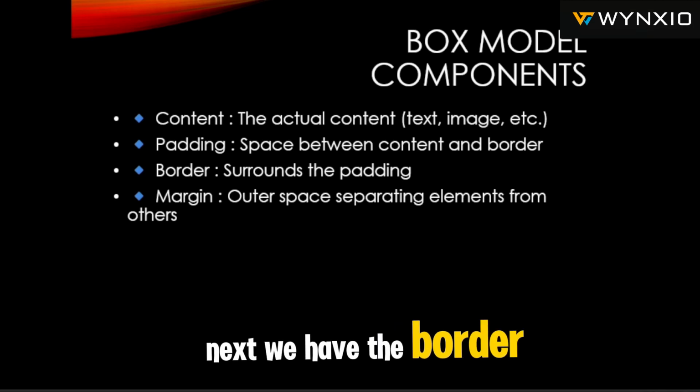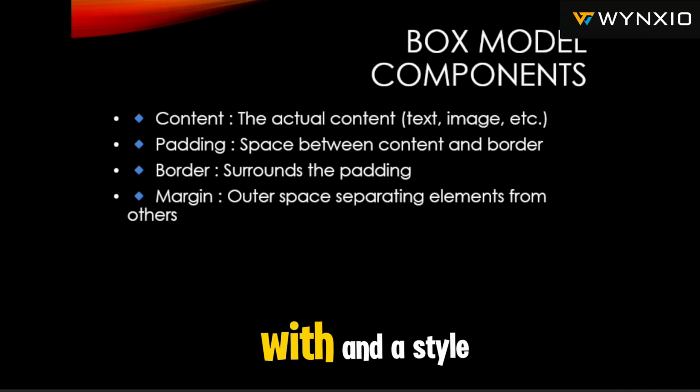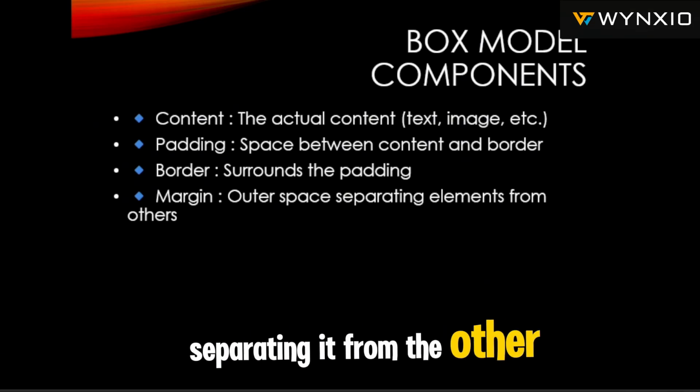Next, we have the border. This goes around the padding. It can have a color, width, and a style. And finally, we have the margin. This is the space outside the box, separating it from other elements.